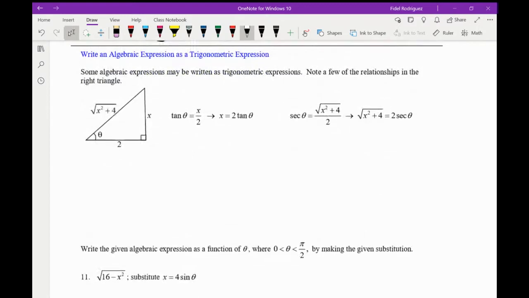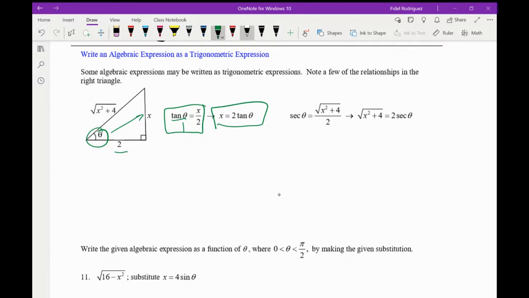So let's take a look here. It says, write an algebraic expression as a trig expression. So it says, some algebraic expression may be written as trig expression. So if here's my angle theta, remember how we defined the tangent? The tangent is the opposite over the adjacent. So the tangent of theta would be x over 2. So then if I were to take this equation, y'all, and solve it for x, we could think of this being over 1. And like John said earlier, we'd cross-multiply, x would be equal to 2 tangent of theta.